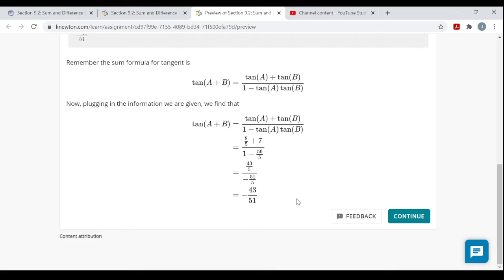And hopefully watching me do one like this helps you when you're working on these on your own.